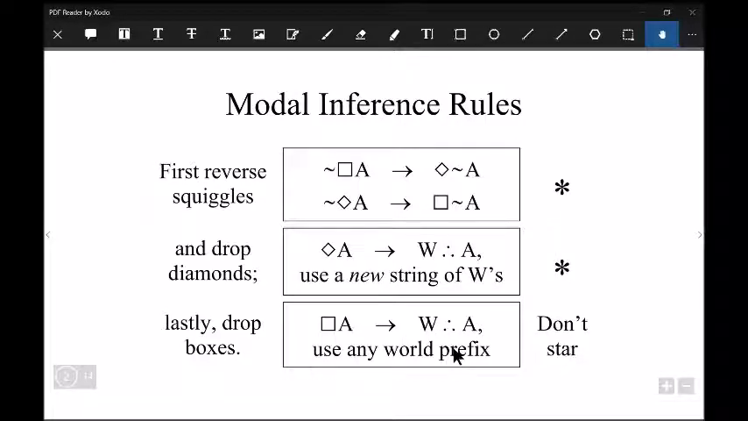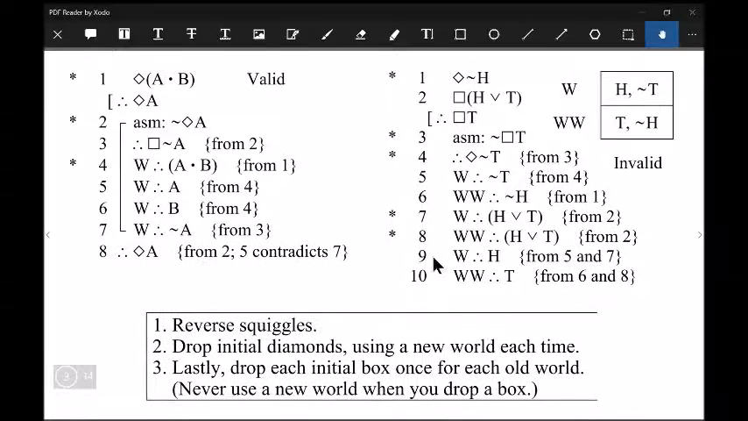If you don't have any other worlds, or if you have something not modalized without a modal operator like necessary or possible in the original argument. Never use a new world when you drop a box. Always use a new world when you drop a diamond. Okay, and here's an example of 2 arguments.